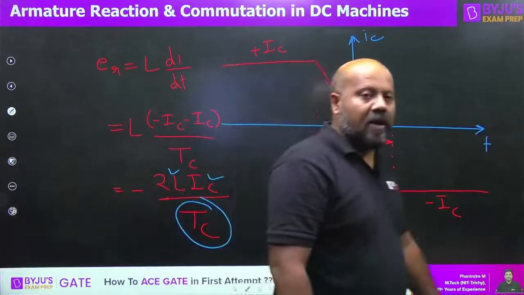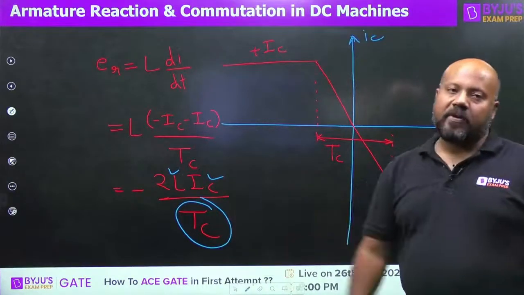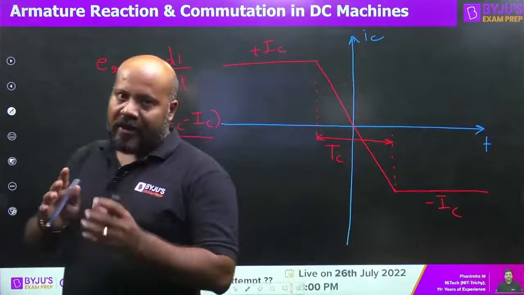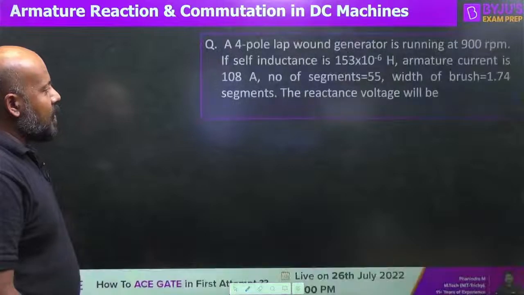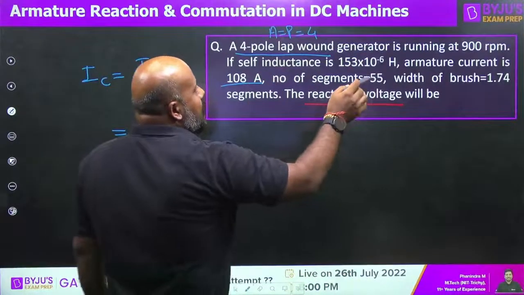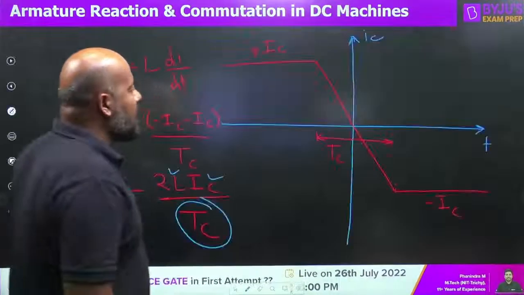So in this problem, basically you have to discuss how to find the commutation period, and it is a very interesting problem. Just try to observe here. What is given in the question? In the question he is saying the generator is running at 900 RPM. What is the meaning of this statement?